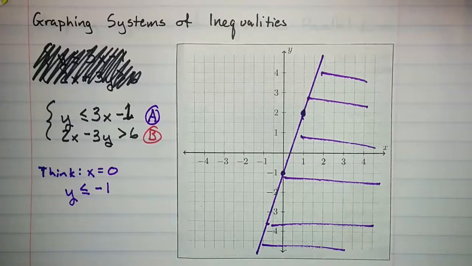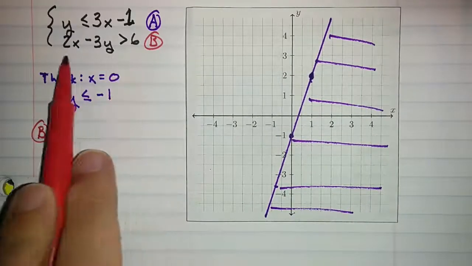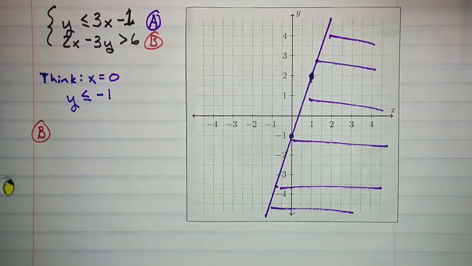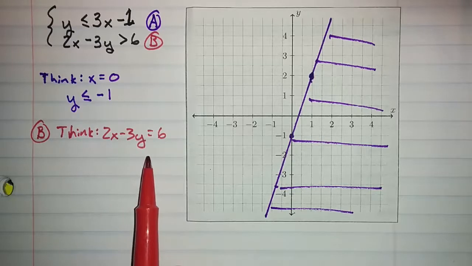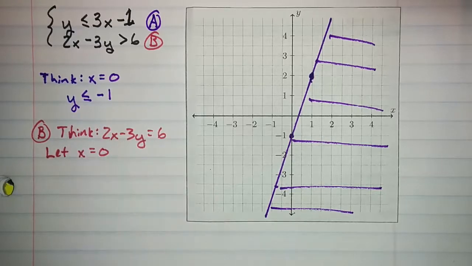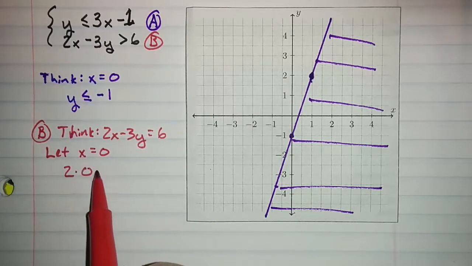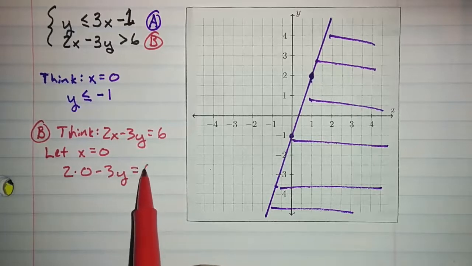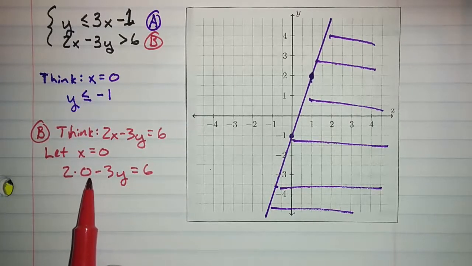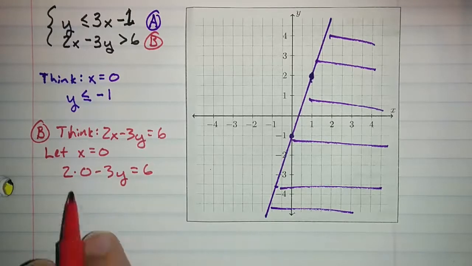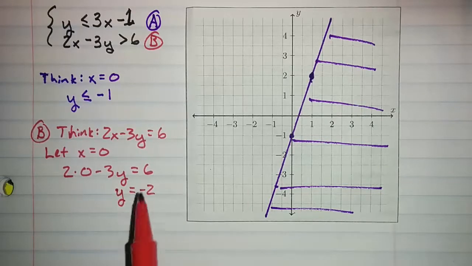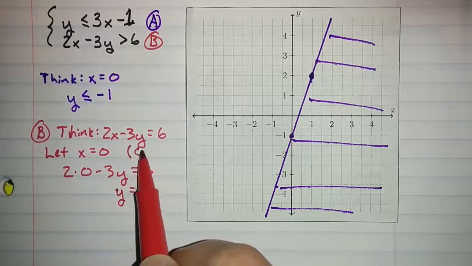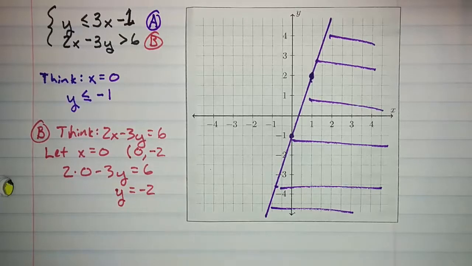Okay, B is next. This is not in slope-intercept form, so we're going to find the x and y-intercepts. And now again, we're thinking of the equation. First we'll let x equal 0. 2 times 0, that's just 0. We have -3y equals 6. Divide both sides by -3, and we get y equals -2. So this will be the point (0, -2).